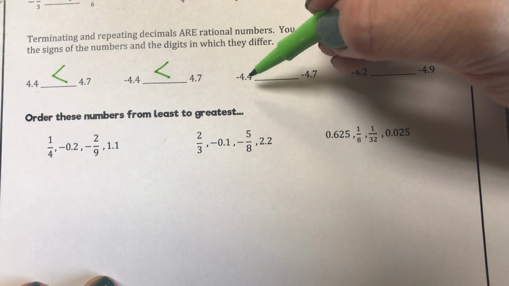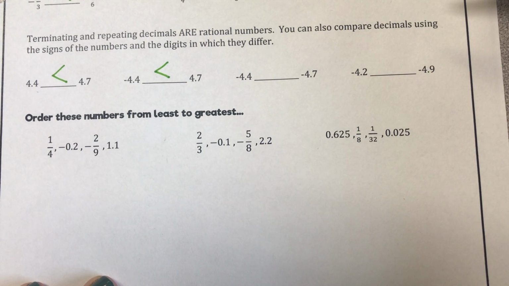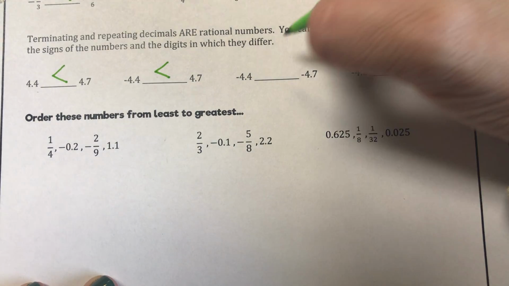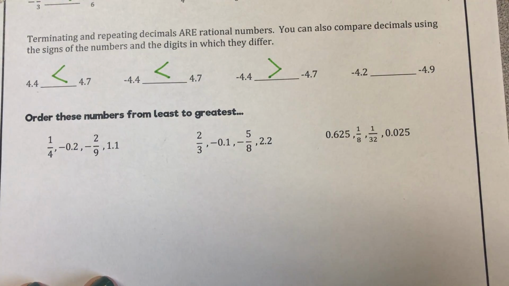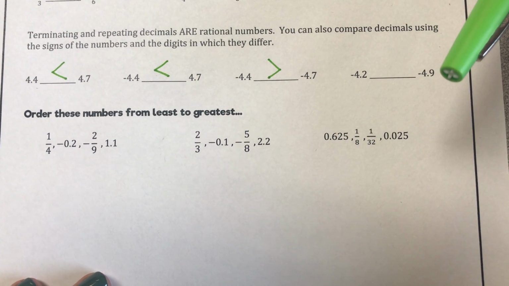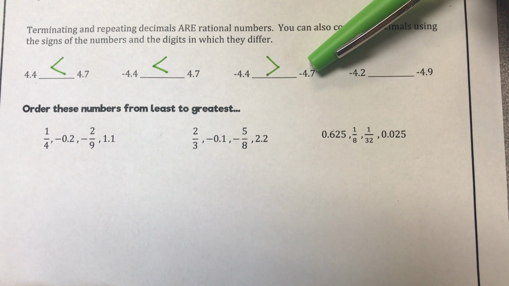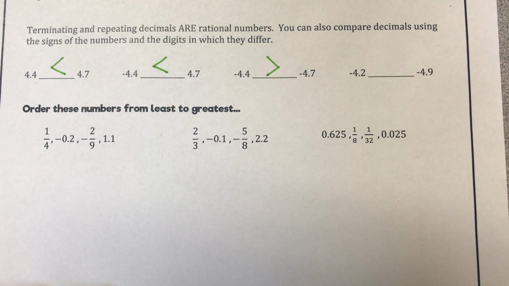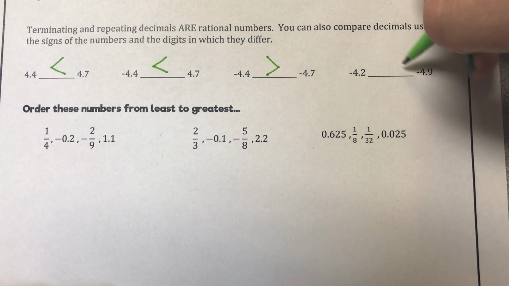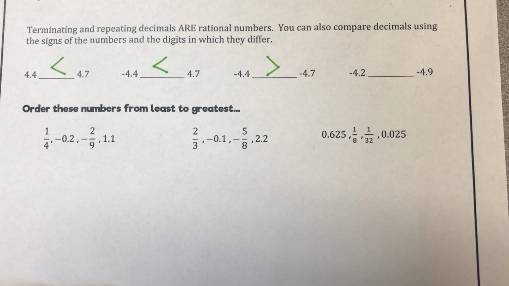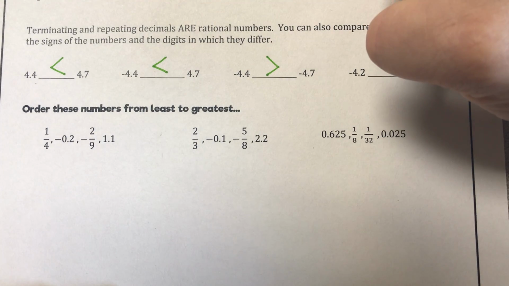Okay, what about negative 4.4 and negative 4.7? Negative 4.4 is bigger, right? It's the smaller negative. Think of it like temperature. If it's negative 44 degrees or negative 47, negative 44 is warmer. So which one of these two, last two, would be bigger? Negative 4.2.